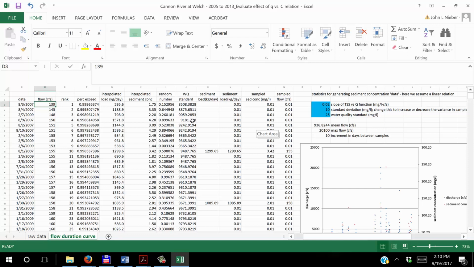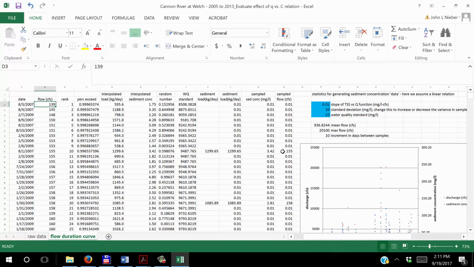And then normally what we would be working with, we'd have grab samples of sediment load, or sediment concentration in milligram per liter on particular days. Those might be randomly selected days or whatever. And I've generated here some sample values, as you can see.